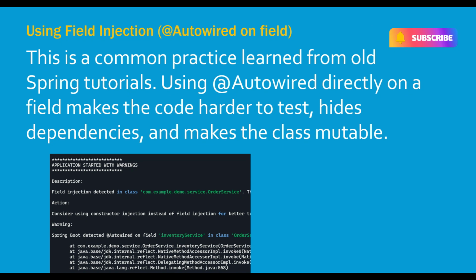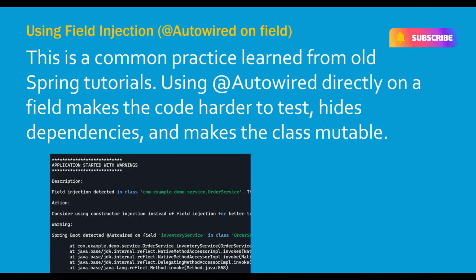This is one of the common practices learned from the old Spring tutorials, but using it directly on the field is going to make your code very hard to test, because that is not the right way. It is going to hide the dependencies. Also, it is going to make your class mutable. So whenever these things are there, testing the application becomes much more difficult, and you get an exception saying that field level injection is detected and there is a problem, right?